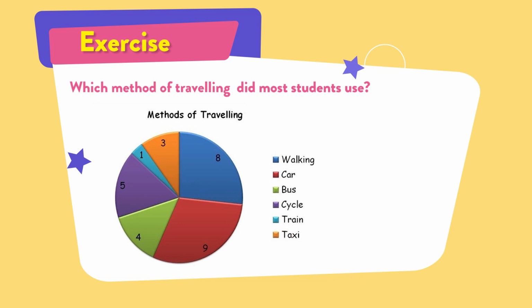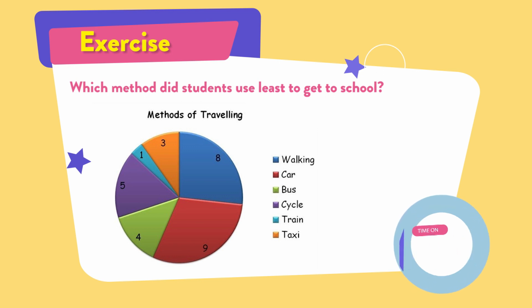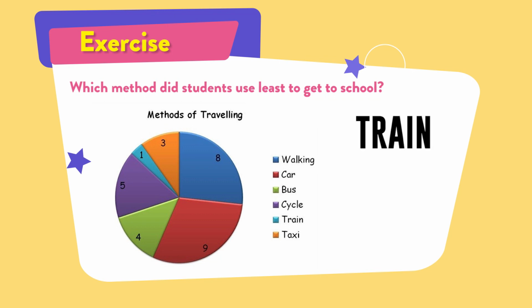So which method of traveling did most students use? They use the car. And which method did least students use to get to school? If you look carefully, at their numbers as well, you will see train. There you see in the blue, it's marked 1. And only one child used the train to get to school.